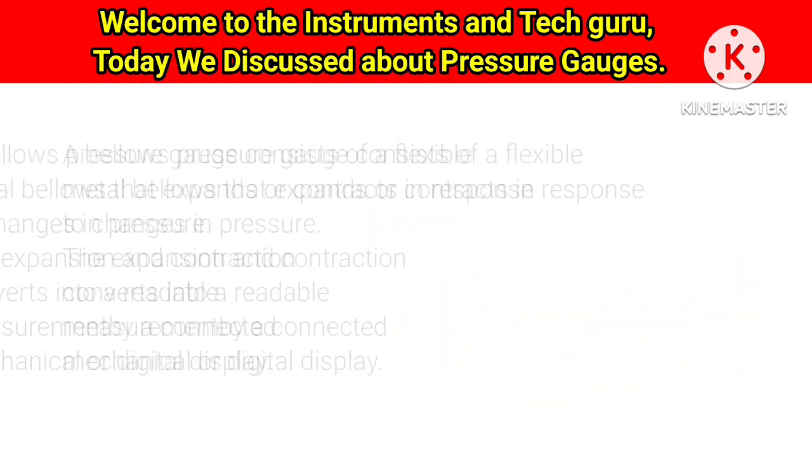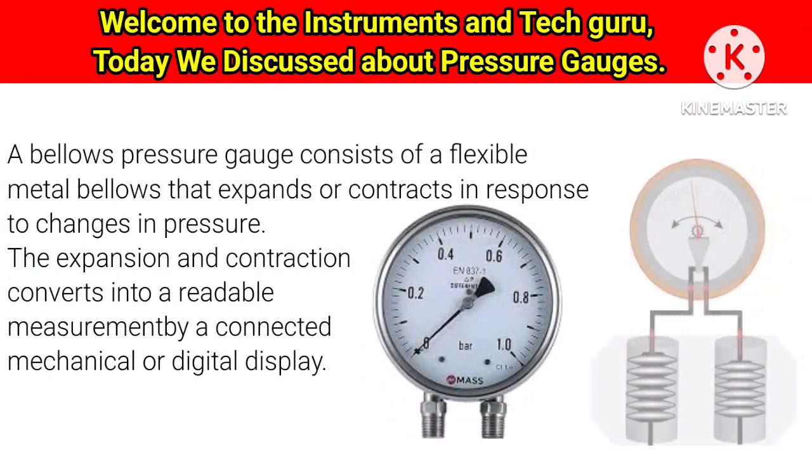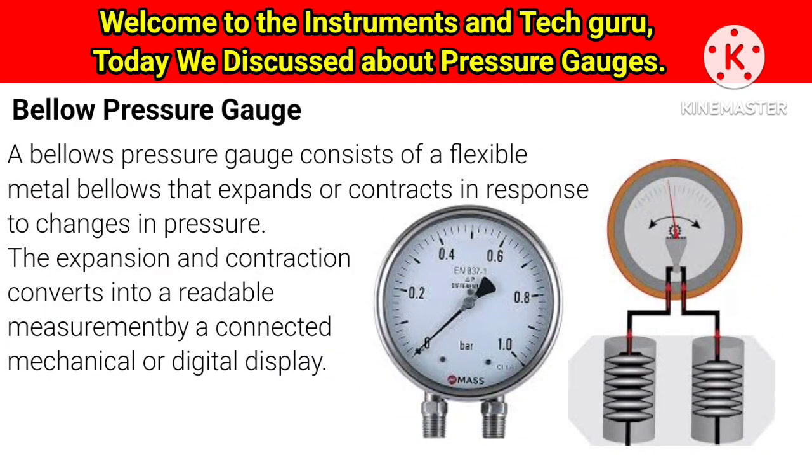A bellows pressure gauge consists of a flexible metal bellows that expands or contracts in response to changes in pressure. The expansion and contraction is converted into a readable measurement by a connected mechanical or digital display.